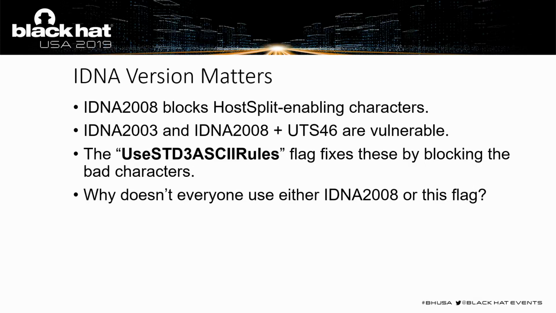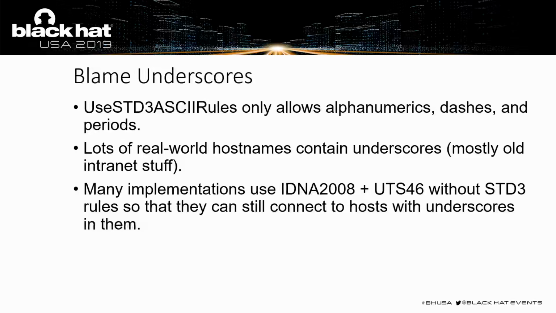And why do they not do that? Well, it's because of underscores. So the std3 rules for URLs from way back, old RFCs, say that a host name can only have alphanumeric characters, dashes, and periods. But it turns out that lots of old URIs, especially intranet host names, have underscores in them. And if you use the std3 ASCII rules, you just can't talk to host names that contain underscores anymore. And that wasn't really acceptable to anyone. So no one uses this flag, and everyone's vulnerable because they want to talk to host names that have underscores in them.